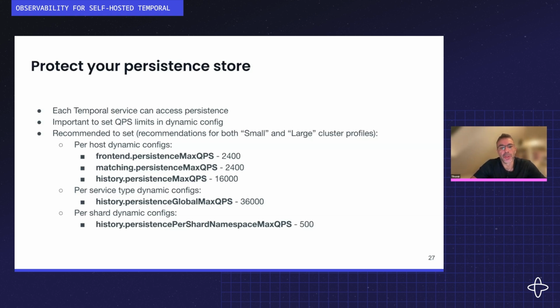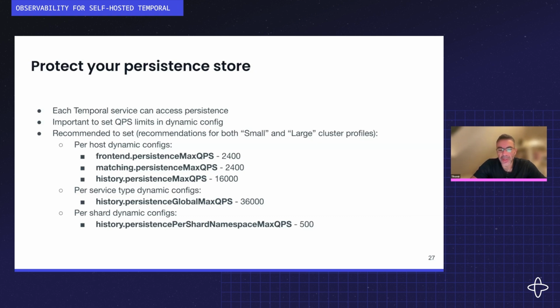It's important to also set, especially on the history host, the persistence global max QPS to limit the overall persistence per service type in dynamic config. It's also interesting and probably important to set a per-shard dynamic config for max QPS, especially, of course, on the history service.